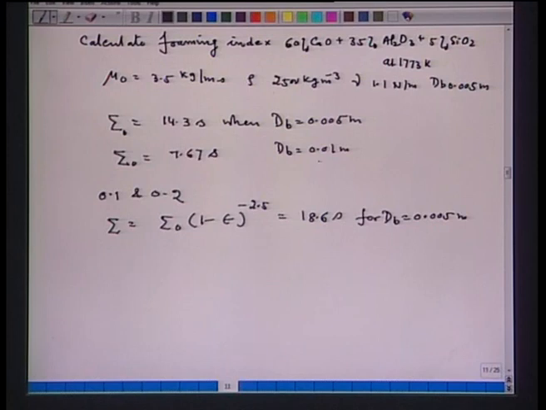Now, the same thing I can illustrate for diameter of the bubble 0.01. So, sigma is equal to sigma 0 (1 minus epsilon) to the power minus 2.5, and that will come to 13.4 seconds for diameter of the bubble equal to 0.01 meter. So, what does it illustrate? Increasing the diameter of the gas bubble decreases the foaming index. Increasing the volume concentration of particle increases the foaming index. So, that is what I have to say.